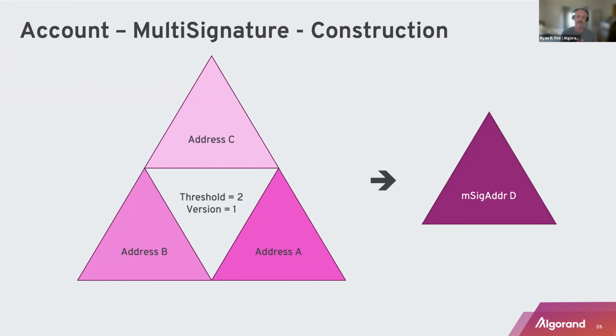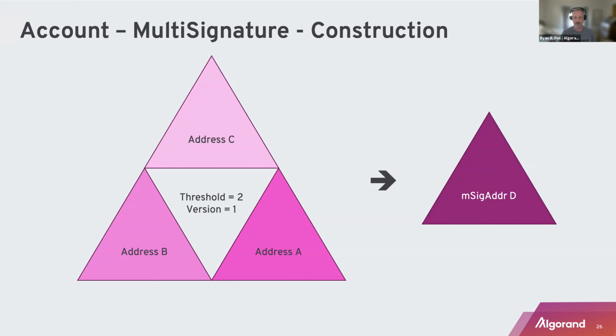So the combination of these 5 pieces of data, the 3 addresses, the threshold, and then the version number, will give us actually a new multi-sig address, D, all right? The important thing to understand here is that the multi-sig construction is used to help people protect their values so that they could create 3 different addresses and then store them independently.